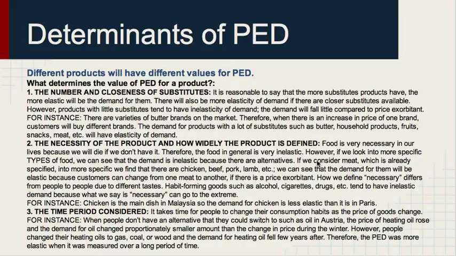And the third, the time period considered. It takes time for people to change their consumption habits as the price of goods changes. For example, when people don't have an alternative that they can switch to, such as oil in Australia, then the demand for oil for heating changed by a proportionally smaller amount than the change in price during the winter.